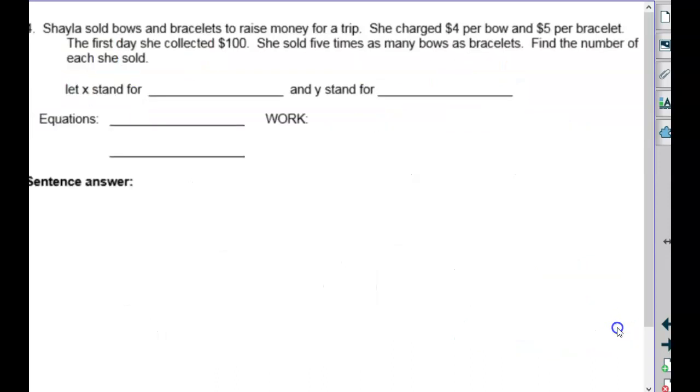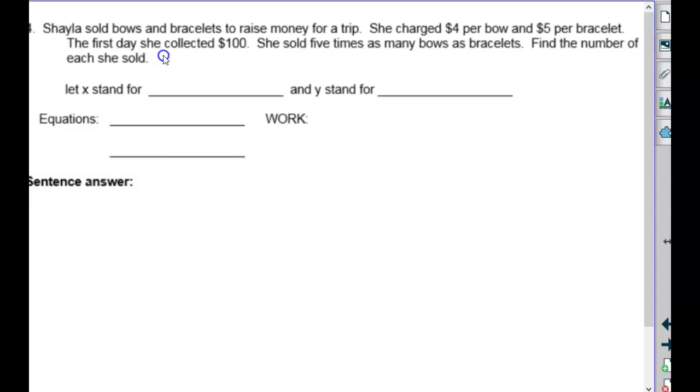All right, number 4. Shayla sold bows and bracelets to raise money for a trip. She charged $4 per bow and $5 per bracelet. The first day she collected $100. She sold 5 times as many bows as bracelets. Find the number of each she sold.